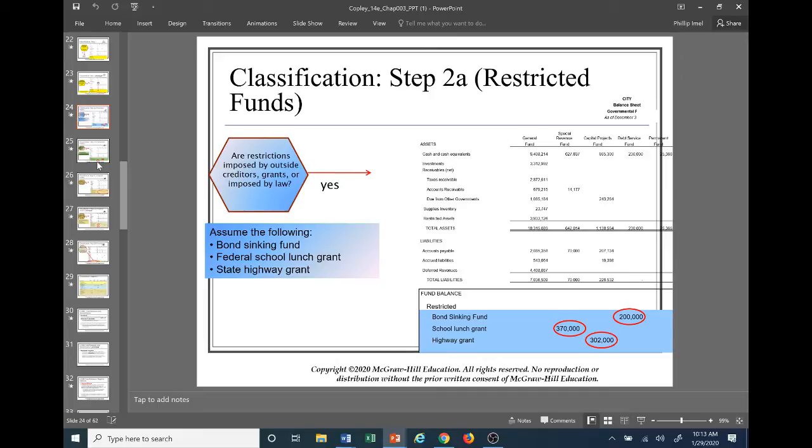And then the highway grant. Obviously, highways, we know that's a capital project, so the restriction is going to be placed within the capital projects funds. Pretty simple, straightforward, right? And remember, we're just assuming the following. These are made-up, arbitrary numbers, okay? So don't worry about the math here.